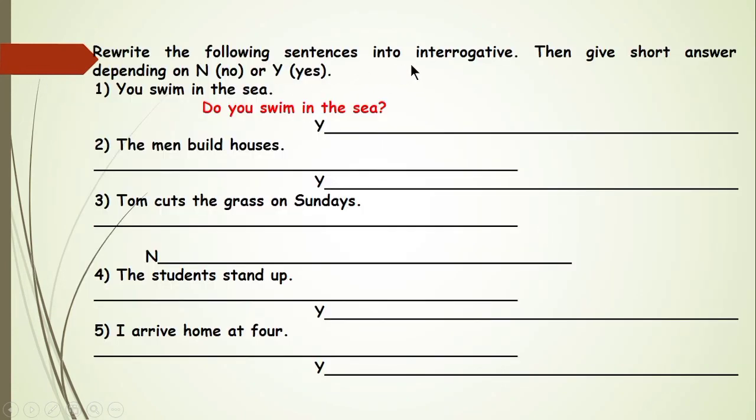Rewrite the following sentences into interrogative, then give short answers depending on N or Y. It means N for no and Y for yes. For example, do you swim in the sea? Yes, I do. If I'm not, no, I don't. Okay. Make the answers and the questions for the rest of the sentences yourself so that you practice these structures.